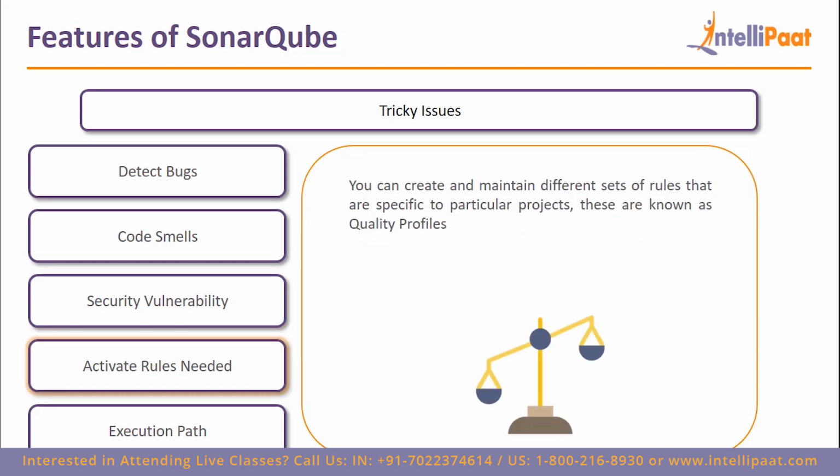Activate rules needed. You can create and maintain different sets of rules that are specific to particular projects. These are known as quality profiles. This basically means that if a person or a team has some standard rules that it wants to follow, or rules specific to a particular project that it wants to enforce, then it can create them as a quality profile in SonarQube. And when the developer is writing code in future, these quality profiles will be tested against the code he's written. In case he is not following these quality profiles, then SonarQube will inform him about it.